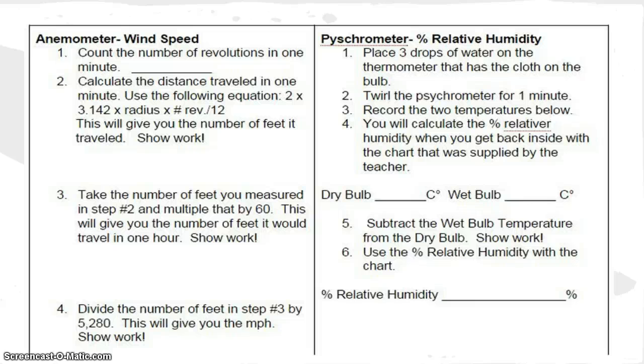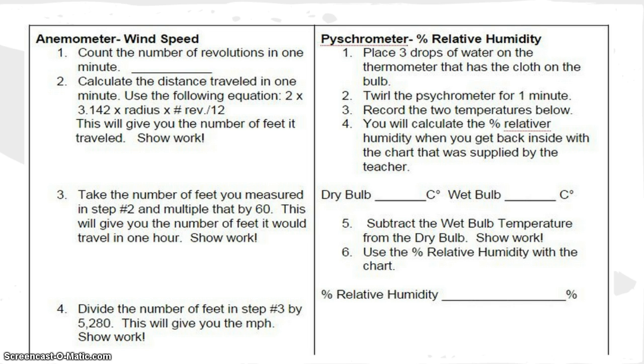Then you're going to take that number of feet from step 2 and multiply it by 60, because this is only a minute that it's traveled that distance. So we want to know in an hour how far would it actually travel, and that's going to give you the number of feet it would travel in 1 hour. And then because a mile is 5,280 feet, we will take the number that we got in number 3 and divide it by 5,280 feet, so that it will give us how much wind we see, what the miles per hour is of the wind. Okay, that's the first one.